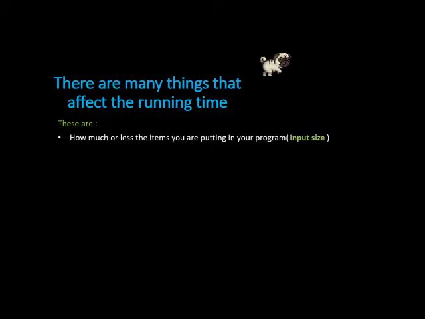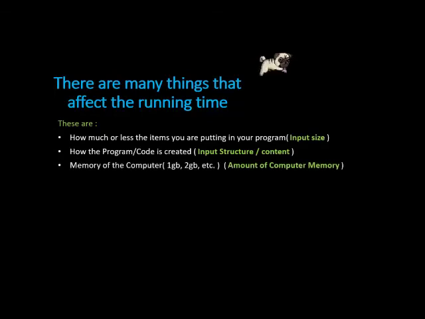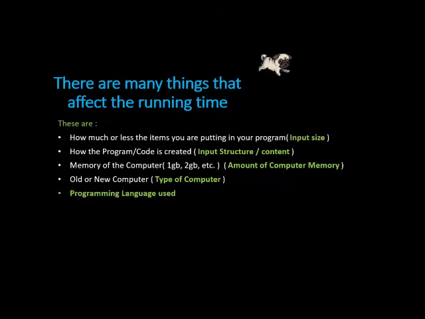But there are many things that affect the running time. First, it could be how many or how few items you're putting in your program, the input size, or let's say how many episodes you're going to watch, and how the program code is created, the input structure or content. The green ones are computer science terms. One thing that could affect the running time is the memory of the computer, whether it is an old or a new computer, the programming language used, and how many steps your algorithm has.